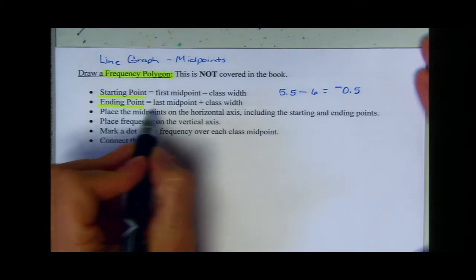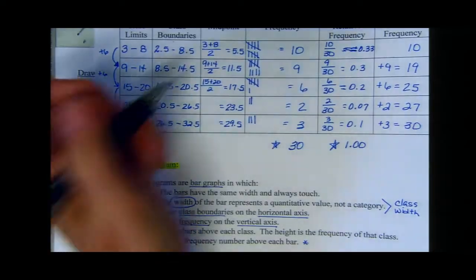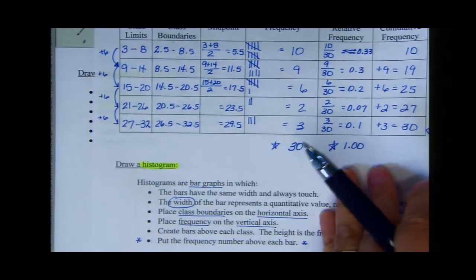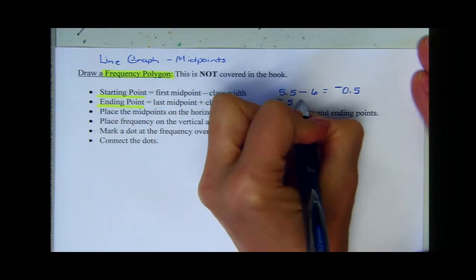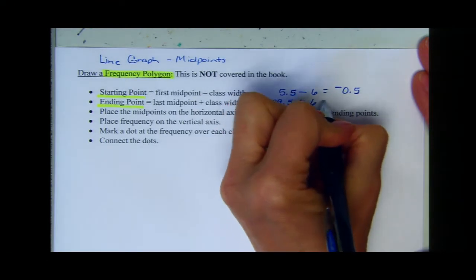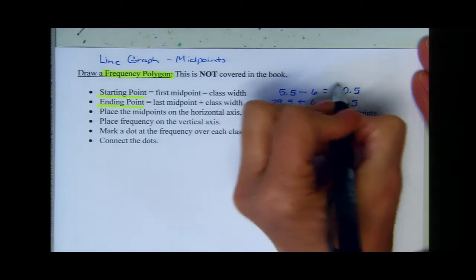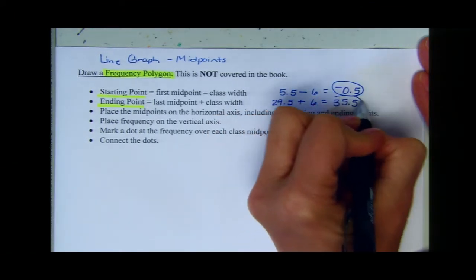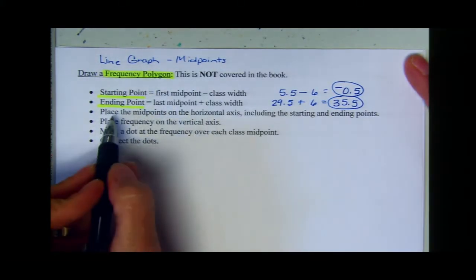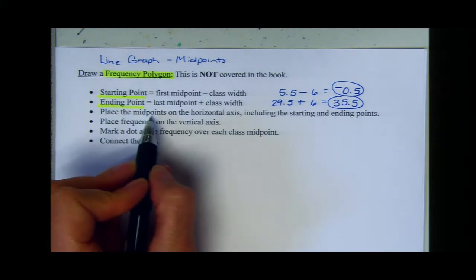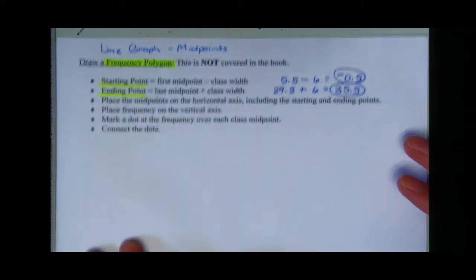To find the ending point, we're going to take our last midpoint. So if I go to my table, my last one is 29.5. Now I'm going to add the class width. So that would give me 35.5. So this is my starting point, and this is my ending point. Now where that will go is on your horizontal axis, because the next bullet says place the midpoints on the horizontal axis, but be sure you include the starting and ending point.